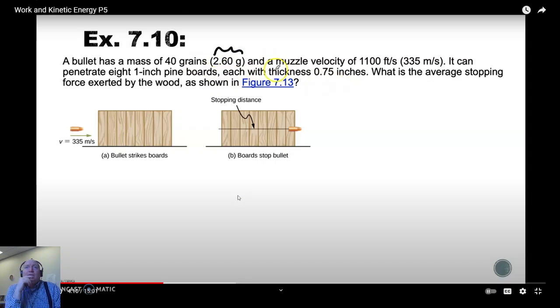I don't know. Muzzle velocity 335 meters per second. Woof, that's fast, right? Speed of sound. Okay, so yeah, this should penetrate 8 1-inch pine boards. Oh my gosh. Yeah, this bullet's cruising.